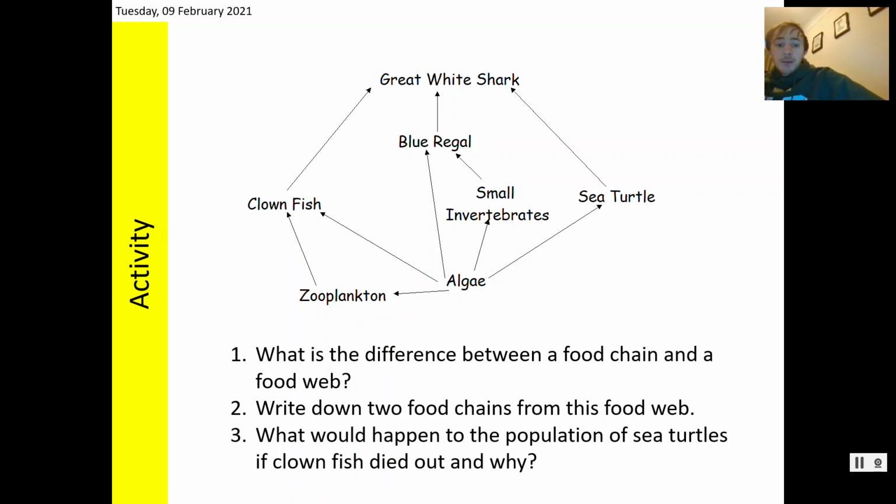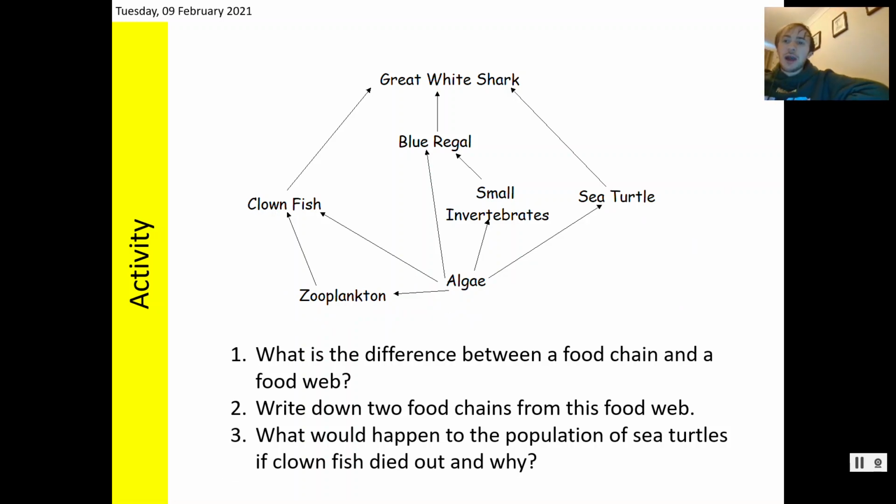What happens to the population of sea turtles if clownfish died out, and why? Well, there are two options here. Let's say the clownfish died out tomorrow. If the clownfish died out, there might be more algae because the clownfish eat algae. If there are more algae, there might be more sea turtles. So the sea turtles might go up because they have more food. But if the clownfish die out, there might also be a lot more zooplankton, which might eat all the algae. So there might not be any food, so the sea turtles might go down.